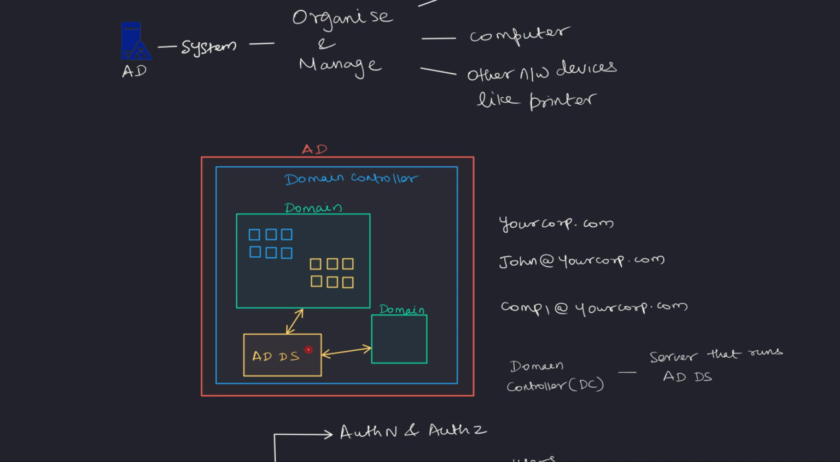We have a service called Active Directory Domain Service, which is responsible for creating and managing the domains. All of these will be within a server called a Domain Controller. The Domain Controller is a server which hosts all of these. Normally the users, groups and everything will be inside something called the Active Directory Database, and Active Directory Domain Service is the service responsible for creating and managing these domains.